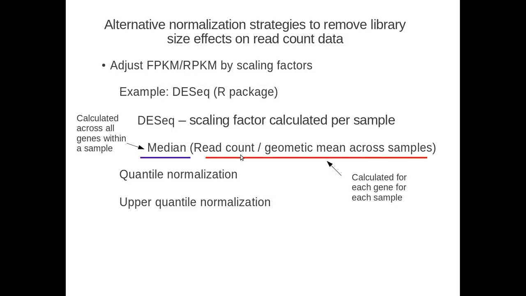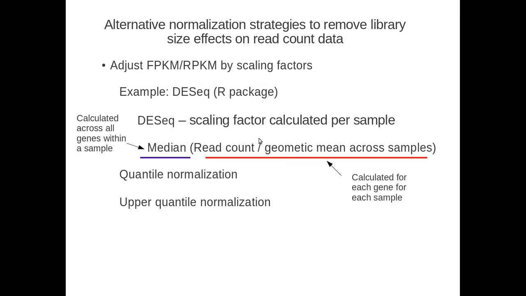Okay, so this is a per gene ratio of read counts divided by the geometric mean across samples, and then the scaling factor that's applied to every gene within that sample is the median of the value of this ratio, which is calculated for each gene within that sample. Okay, and that's the scaling factor that's simply applied to the FPKM and RPKM to get the values that might be reported by the DESeq package.